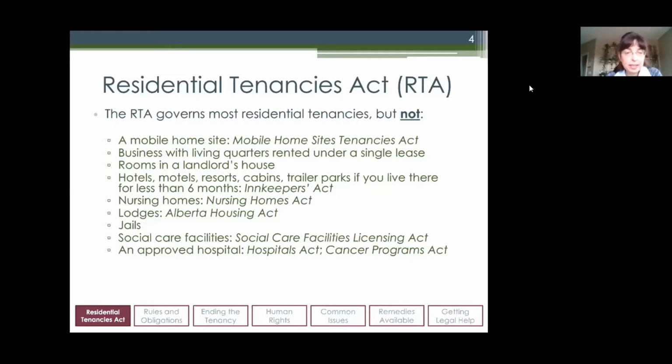Also, if somebody lives in a social care facility, in a facility run and maintained by a hospital, in a nursing home, in a jail, there could be also tenants in a jail. Then there are different kinds of legislation which would have their own specific rules.